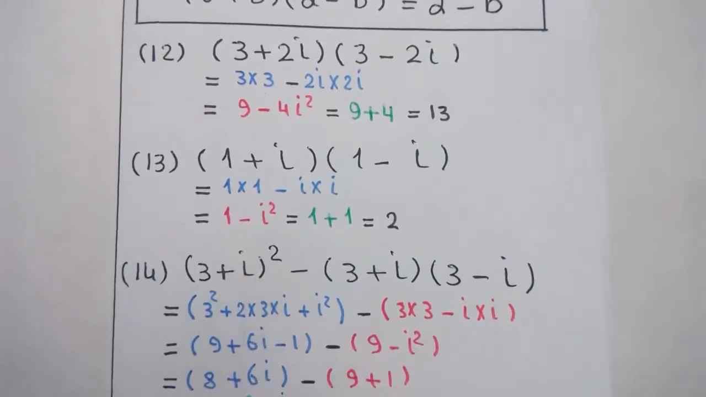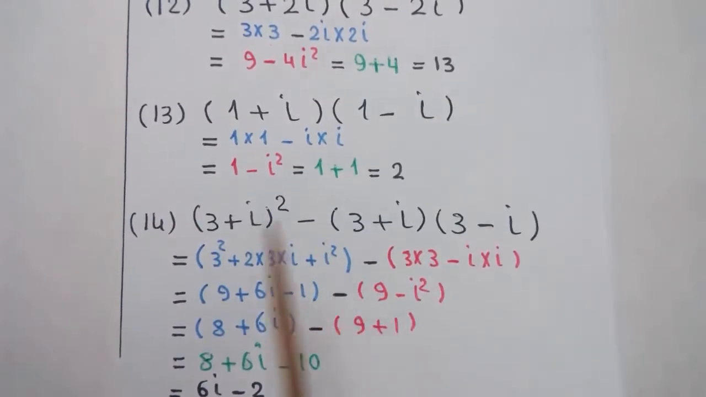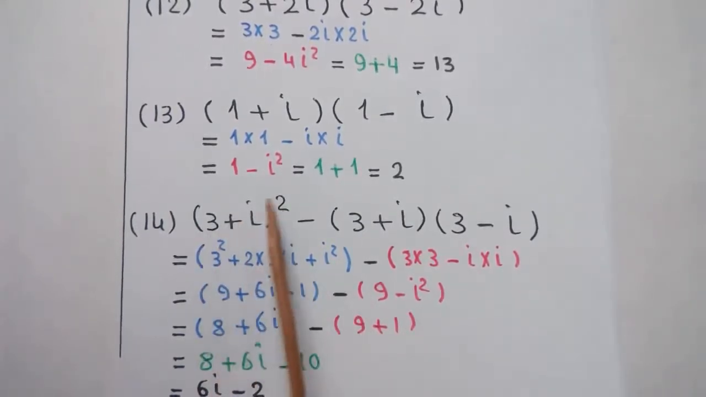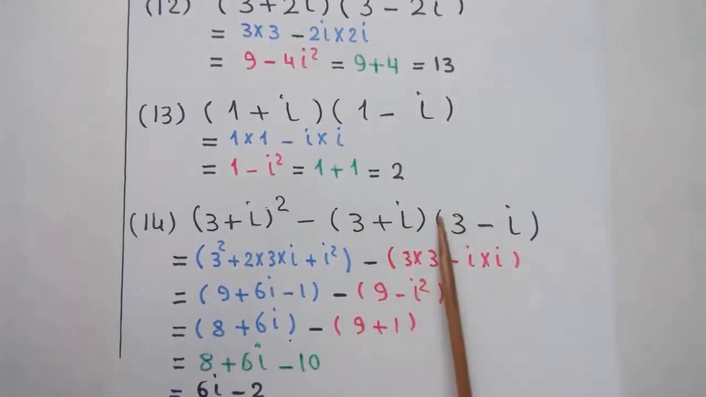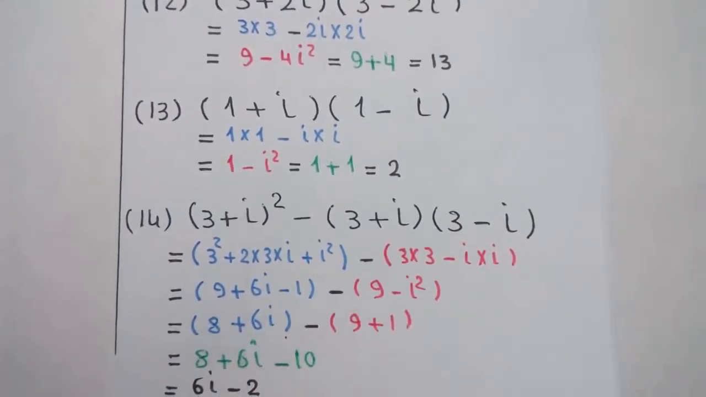Another example. (3 plus i) all power 2 minus (3 plus i) times (3 minus i). (3 plus i) all power 2 will be 3 power 2, i power 2, 2 times 3 times i, so 9 plus 6i minus 1, since i power 2 changes to negative 1. Then (3 plus i) times (3 minus i): 3 times 3 minus i times i, I power 2 will be changed to plus 1, so 9 plus 1, 10. 8 minus 10 is negative 2, plus 6i.